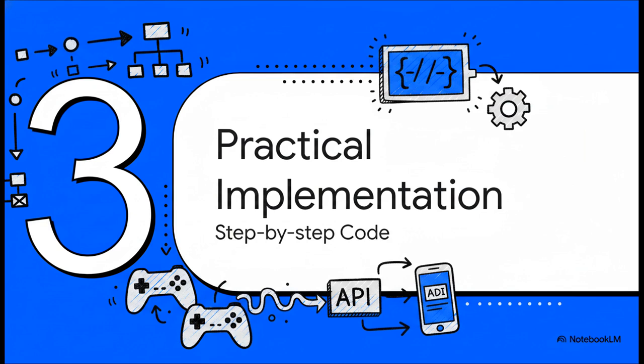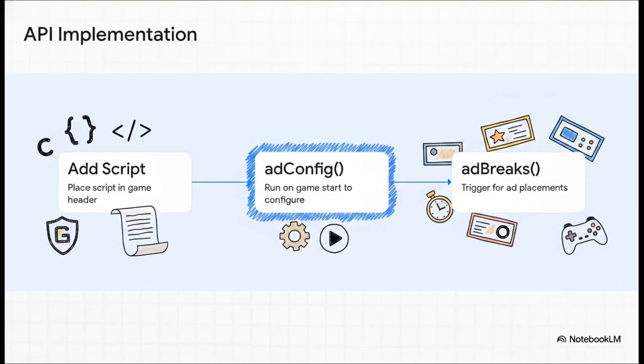Section 3. Implementing the official ad placement setup. Okay, let's slow down the pace just a bit, because we're shifting from high-level theory into practical, step-by-step instructions. How do we actually implement this API into our game engines? Well, the technical implementation breaks down into 3 really simple steps.